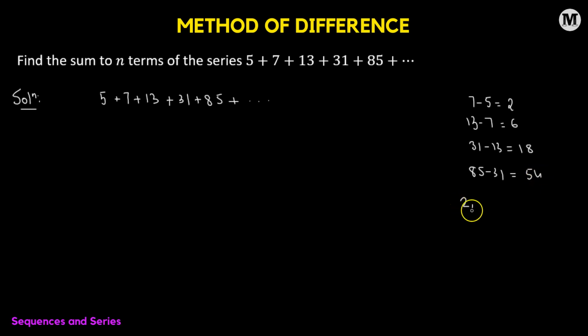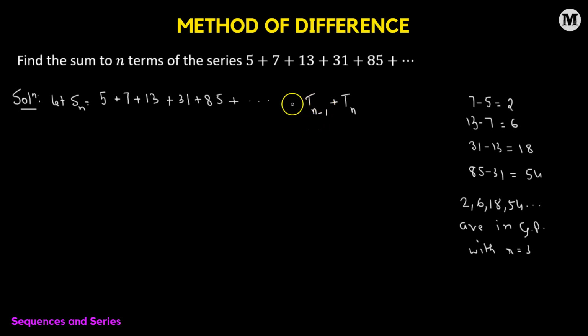So here we can observe that the terms 2, 6, 18, 54 and so on, clearly these terms are in geometric progression, with the common ratio equal to 3. Now we can use this information to find the sum up to n terms. To begin with, let Sn represent the sum up to the nth term. So here we're going to consider the last term of the series and denote it with Tn. And then we are also going to consider the second last term, which is denoted by Tn minus 1.